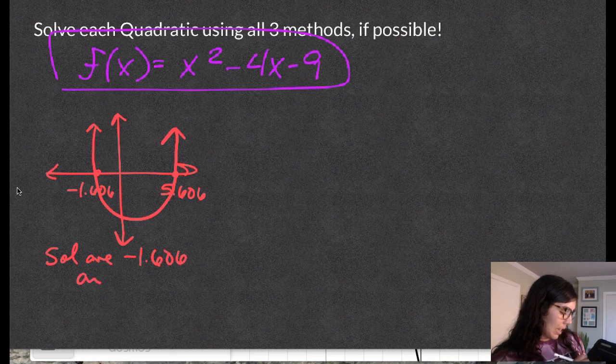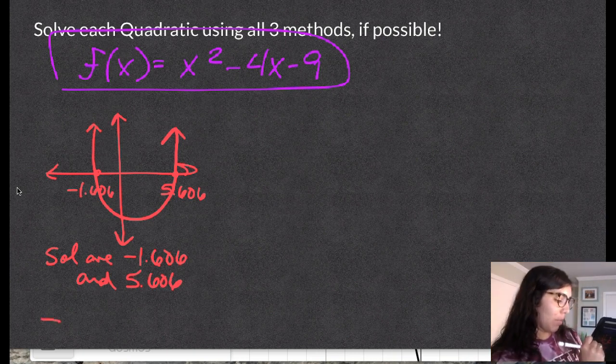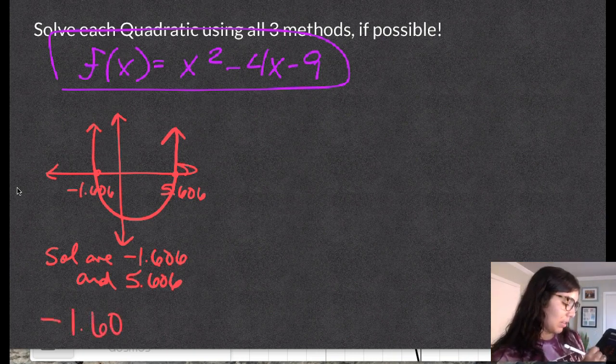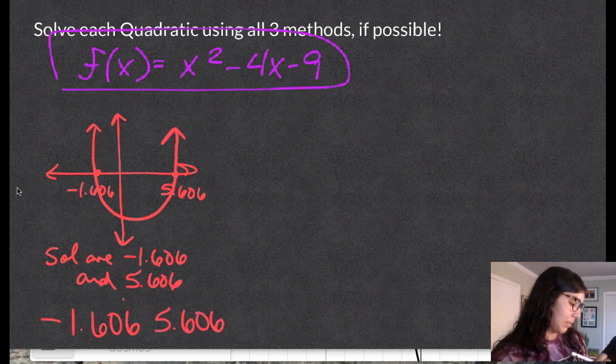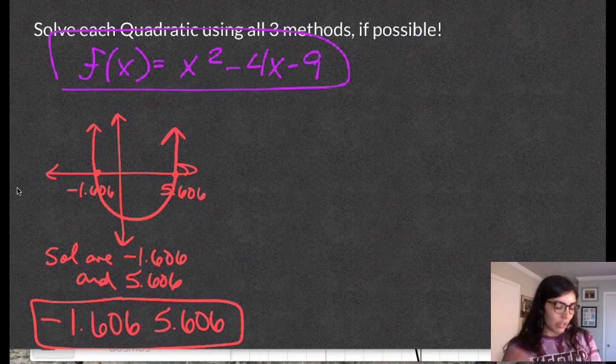-1.606 and 5.606, but the way that I'm going to type that in on the Google form, the way that we're asking to format it is -1.606 space 5.606. Those are the list of the solutions from least to greatest. There's the first method to do this.